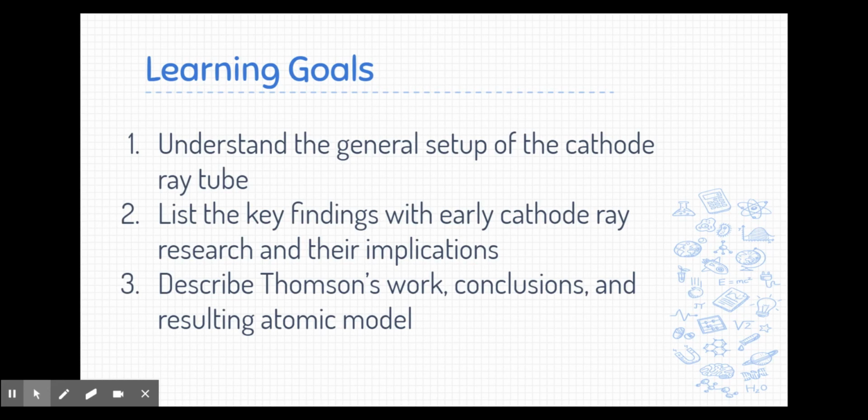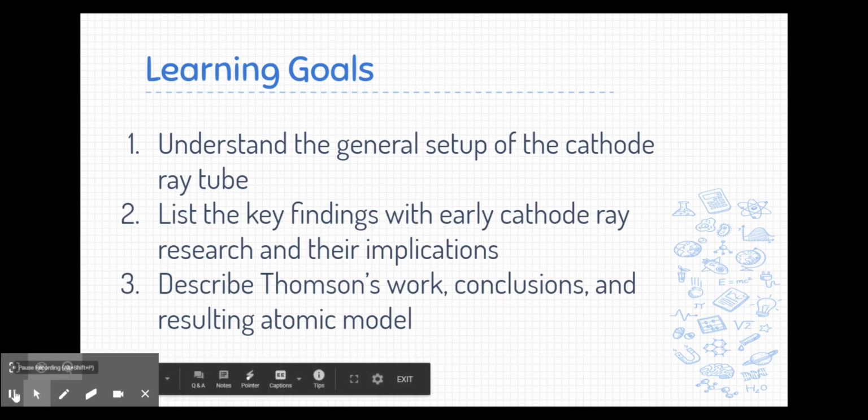So let's start off with our learning goals for this lesson. First of all, you should understand the general setup of a cathode ray tube, because that is what the experiment which discovered the electron is based upon. You don't need to understand the fine details. You don't need to know how to build one yourself, but you should understand the main components. You're going to need to look at the key findings of early cathode ray research, because that caused some important conclusions to be reached that helped Thomson.